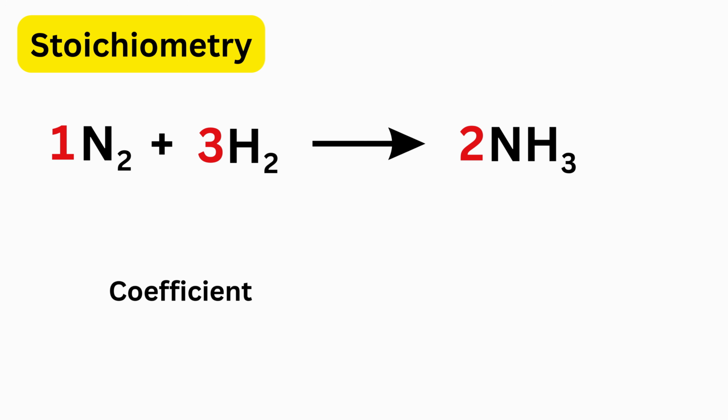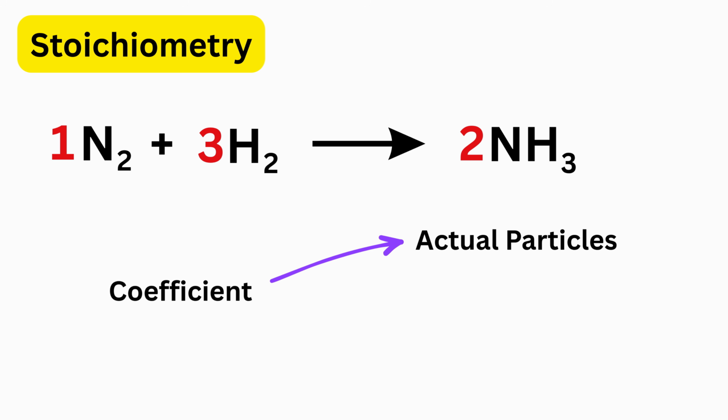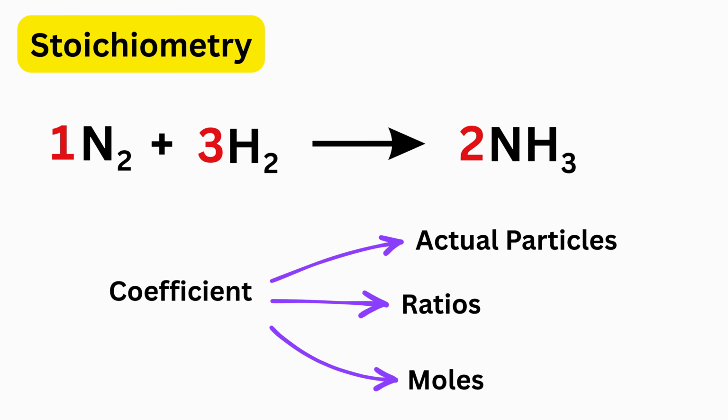A coefficient can be interpreted in three different ways. First, it can represent actual particles. Second, it can represent ratios. Third, it can represent moles. Although these interpretations look different, they are all describing the same chemical reaction. The only difference is the scale at which we are viewing it.